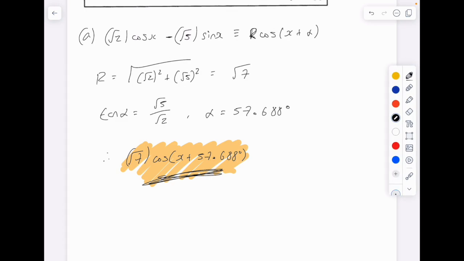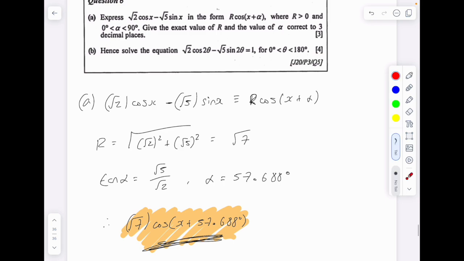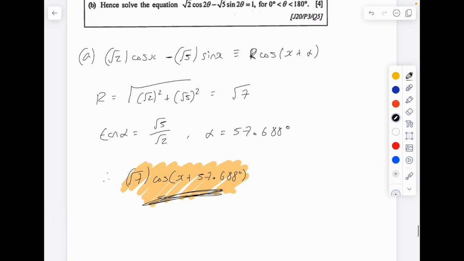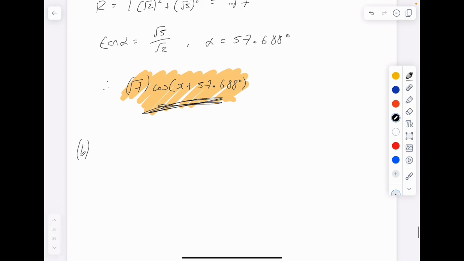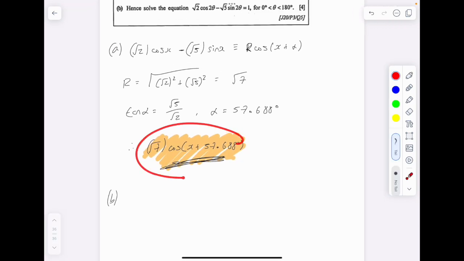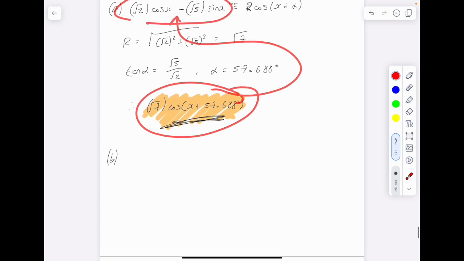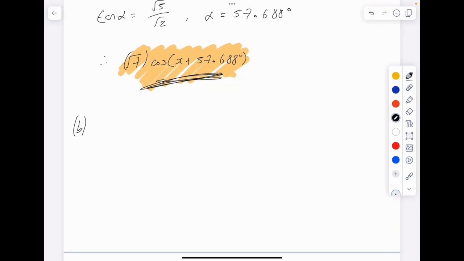Now for B, they want us to solve it equaling 1. For that, all we have to do is set this equal to 1, because we know that this is the same thing as this. So we can say root 7 cos(x plus 57.688) is going to equal 1.